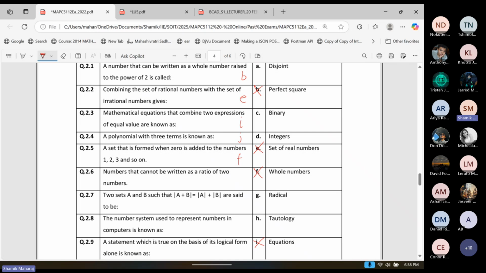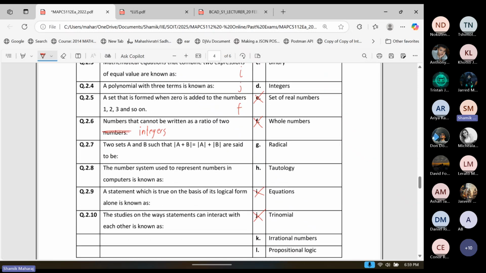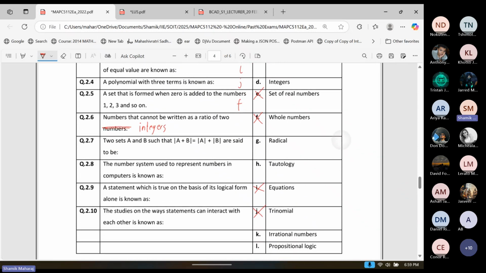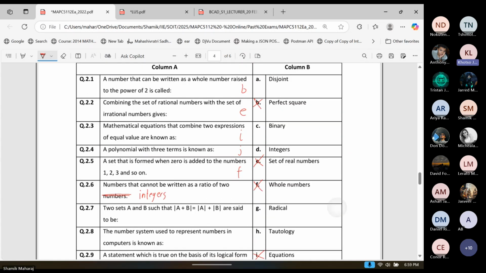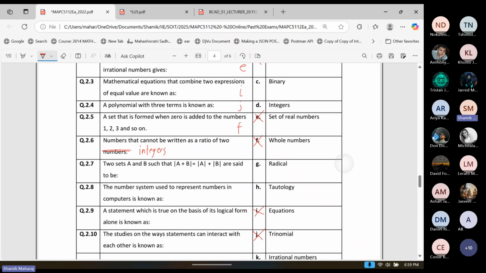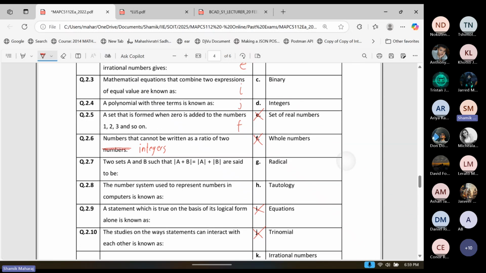Numbers that cannot be written as a ratio of two numbers. Oh, I feel like I know what they meant to say, but they didn't say it. Numbers that cannot be written as a ratio of two integers is probably what they are saying here. Very bad. The word is on the tip of my tongue. Let's see, we'll find it here. Radical, tautology, integers. Irrational? Irrational. Could be. I don't think that's what they mean though, but it could be.